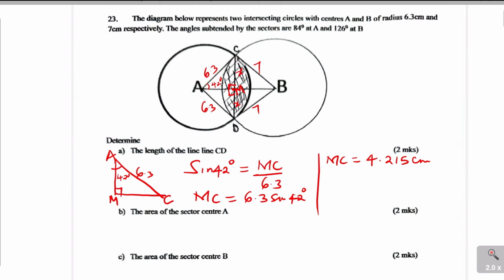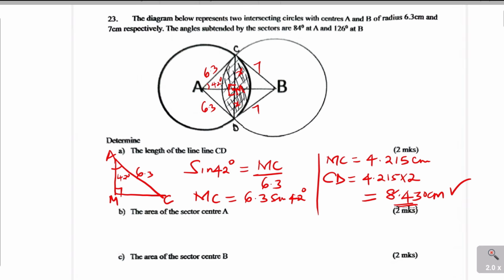D. So now to get the whole of this distance CD, we shall just multiply that one by 2. So CD therefore will be 4.215 multiplied by 2, and this gives 8.430 centimeters. We go to part B, the area of the sector center A.